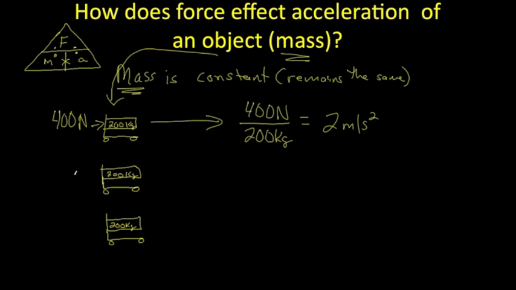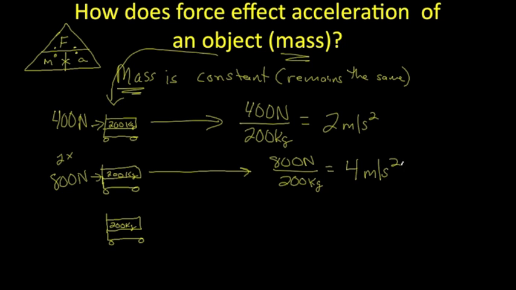Okay? Now, if we double the force, all right, so 400 times 2 is 800 newtons. So we're pushing the same cart twice as hard. Okay? If we calculate the acceleration, 800 newtons divided by 200 kilograms, you're going to find that that cart is accelerating at 4 meters per second squared. Remember, the mass is staying constant.